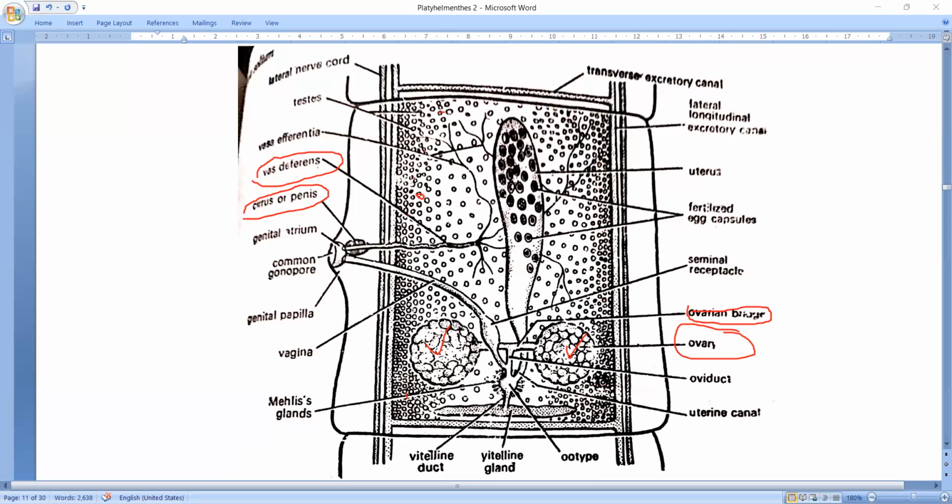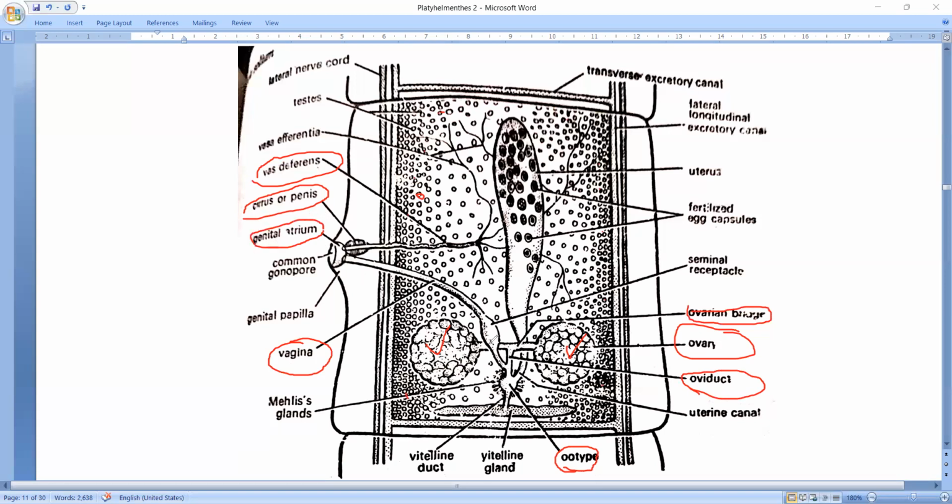Okay, and from the isthmus you can see an oviduct here. That joins with a bulb-like, sac-like structure called ootype. From the oviduct the vagina arises, and that also opens into the genital atrium.